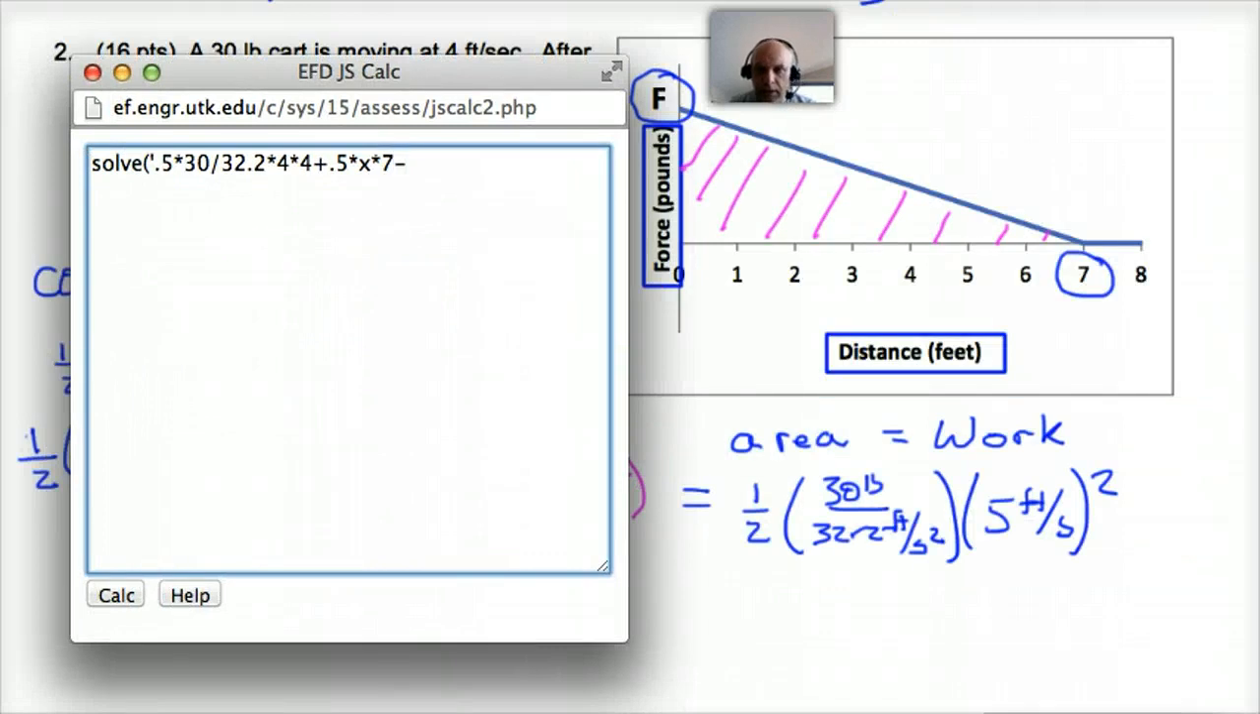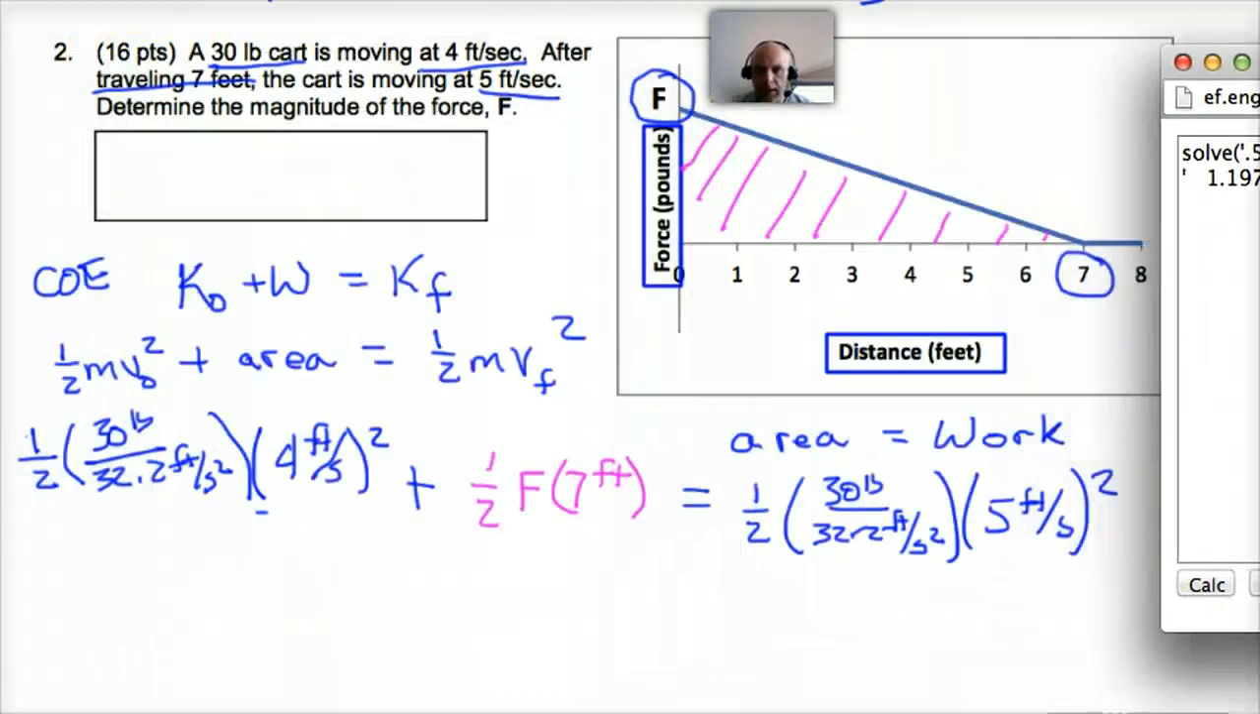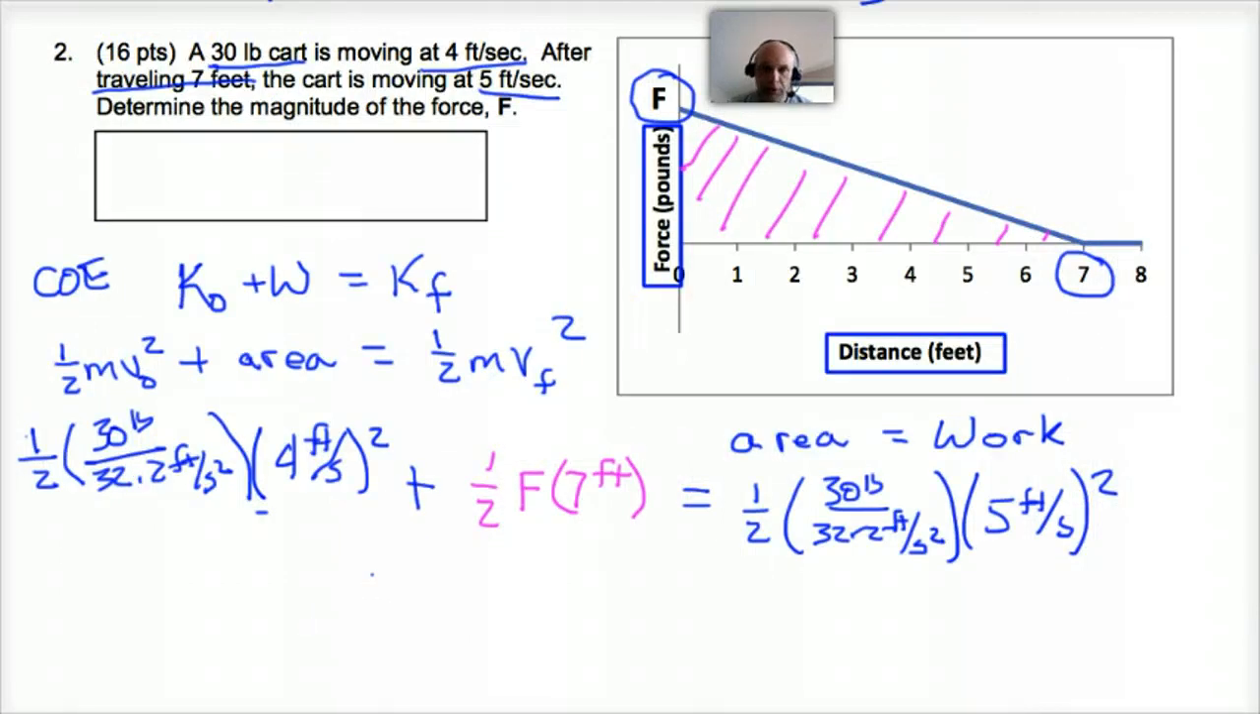I move my other half to the same side, make it negative 0.5 times 30 divided by 32.2 times 5 squared. Okay, and that gives me 1.2 rounded off. Okay, and then again that's units of force or pounds. So my force ends up being 1.2 pounds. So it varied from 1.2 pounds down to 0, gave me an increase in velocity from 4 to 5 feet per second.